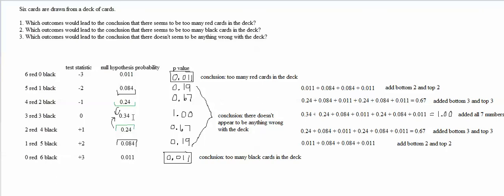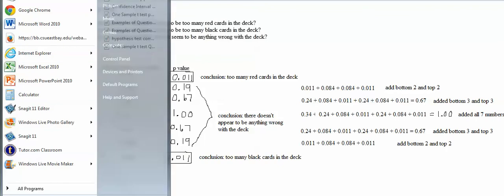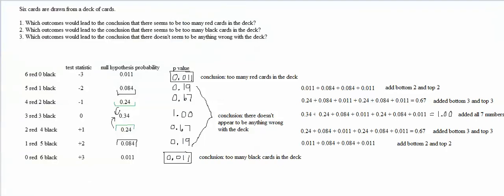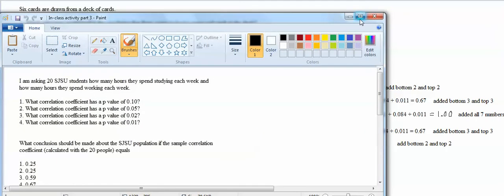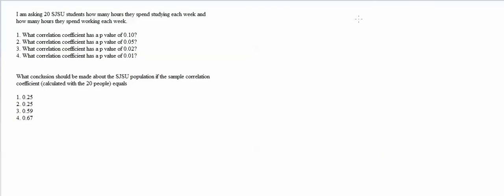Let's now look at the third page. I'm asking 20 SJSU students how many hours they study each week and how many hours they spend working each week. This question asks for p-values. In this type of question, you don't actually calculate p-values. They're already calculated for us, and we can just get them from a table.